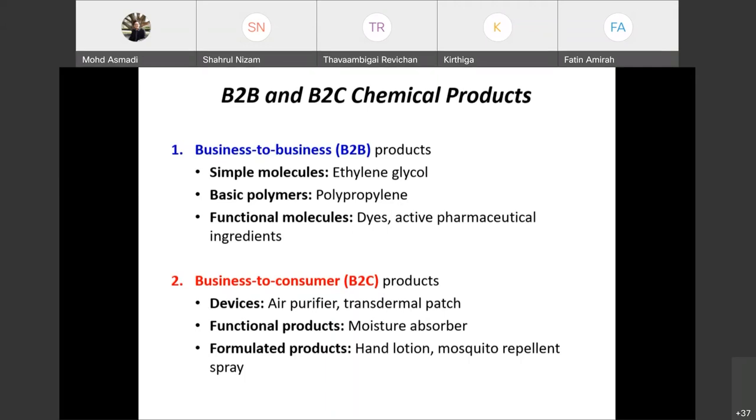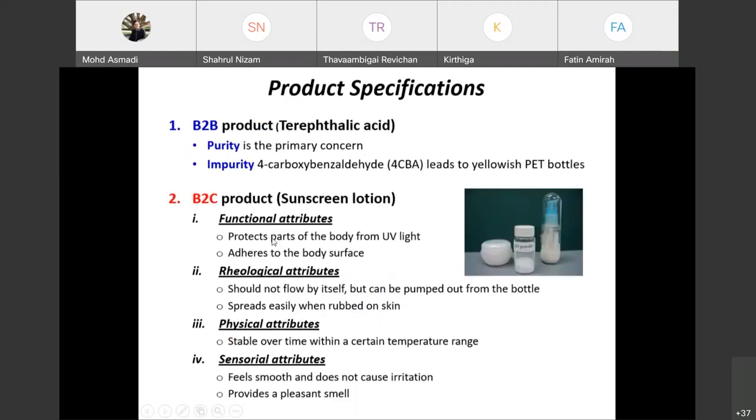Okay, let's see the product specifications. So see, this is what I told you: for B2B products, purity is the primary concern. For example, impurity of 4-carboxybenzaldehyde, 4-CBA, leads to yellowish PET bottles. This component is the cause of the yellowish color of the products. So, the impurity.